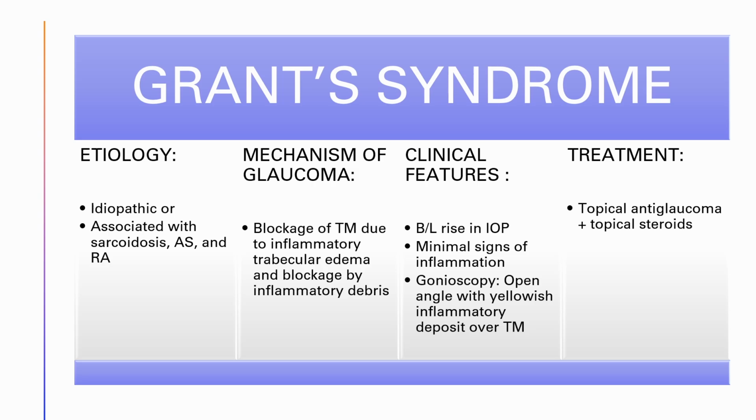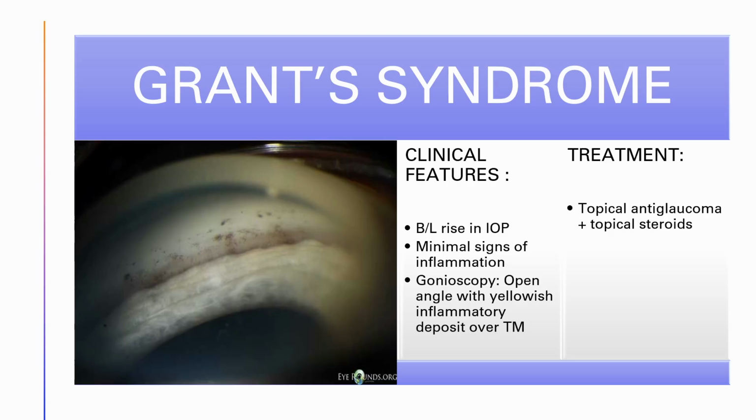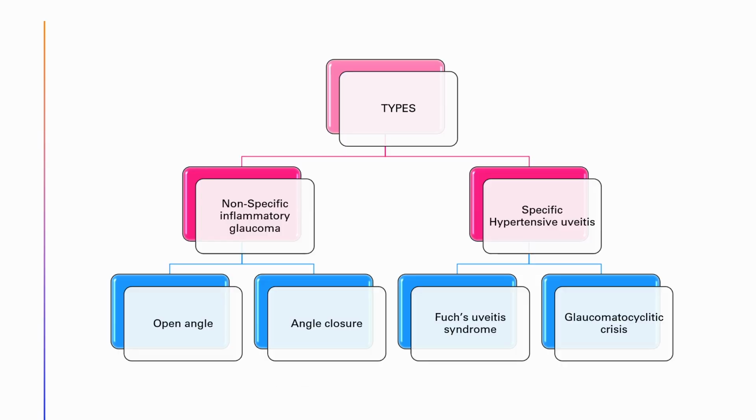The clinical features are bilateral rise in IOP, minimal signs of inflammation. Gonioscopy shows open angle with yellowish inflammatory deposit over the trabecular meshwork, and here we can see the yellow deposit over the trabecular meshwork. The treatment is topical antiglaucoma drugs and topical steroids.